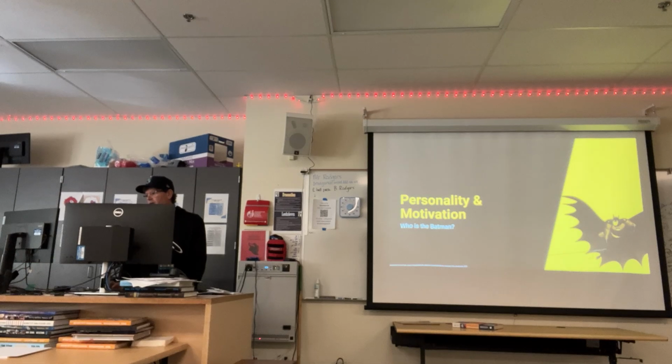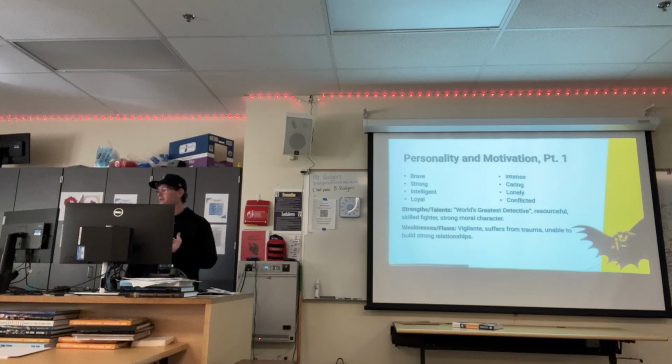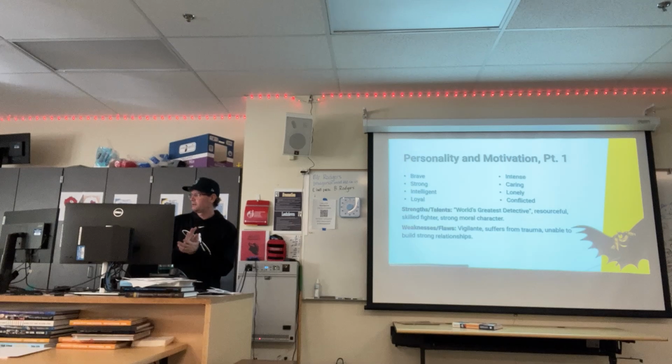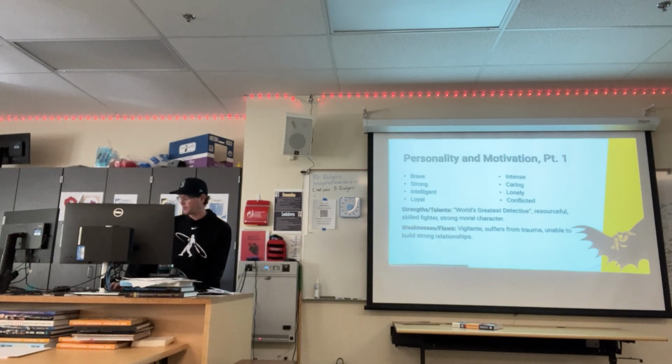Some personality and motivation information. I just listed out, he's brave, strong, intelligent, loyal, intense, he's caring, he's lonely, and he's conflicted. He's known as the world's greatest detective, he's resourceful, he's a skilled fighter, and he's got strong moral character in that he won't ever use guns or anything, doesn't kill anybody. Weaknesses are he's a vigilante, suffers from trauma, right? Like his parents died. And that's really how he became Batman, more or less. And he's unable to build strong interpersonal relationships.